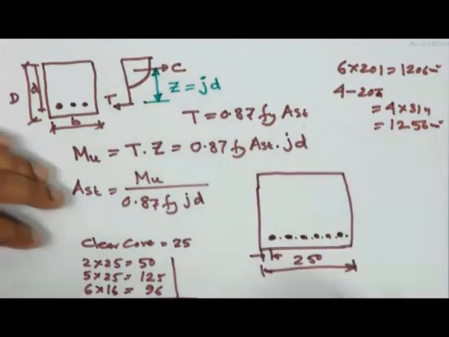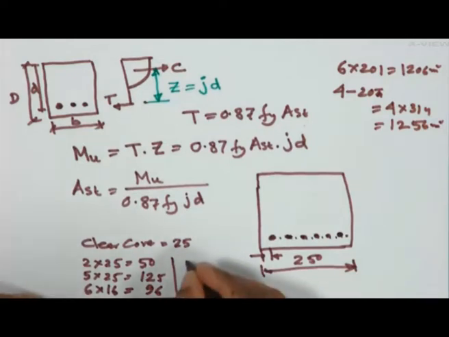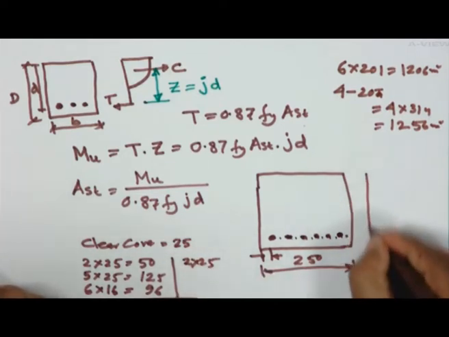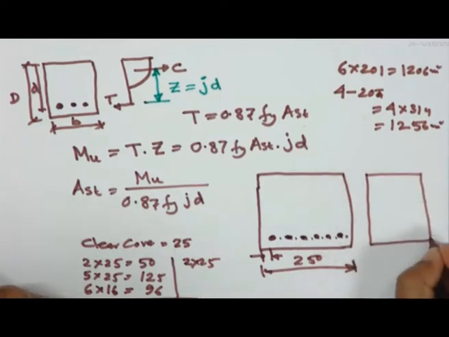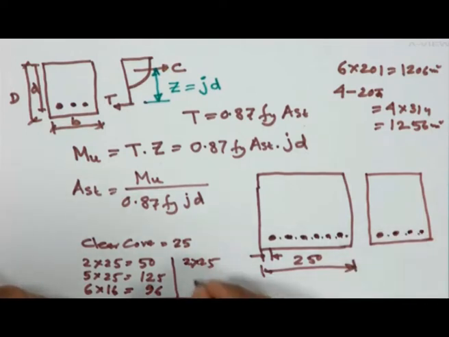So in that case, what will happen? Here I have 2 into 25, no problem. Then my gaps will be: 1, 2, 3. So 3 gaps, 3 into 25, and 4 bars, 4 into 20. So here I am getting 50, here 75, and here 80. So the total is 205, which is less than 250.